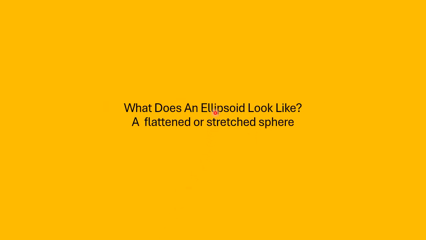So what does an ellipsoid look like? Well, it looks kind of like a flattened or stretched sphere. We will see several examples of this very quickly.